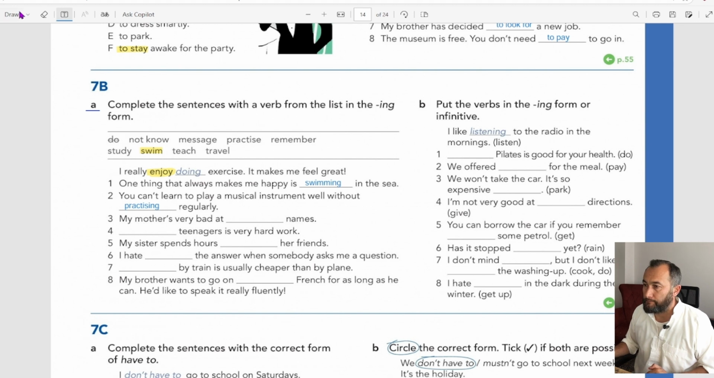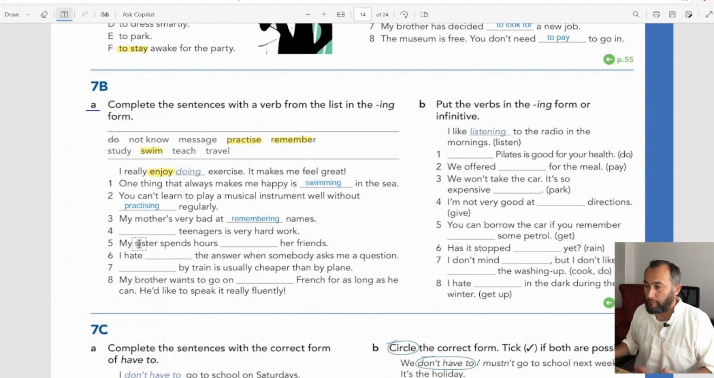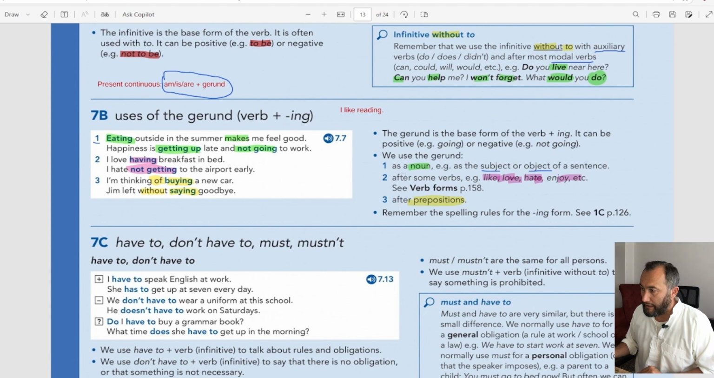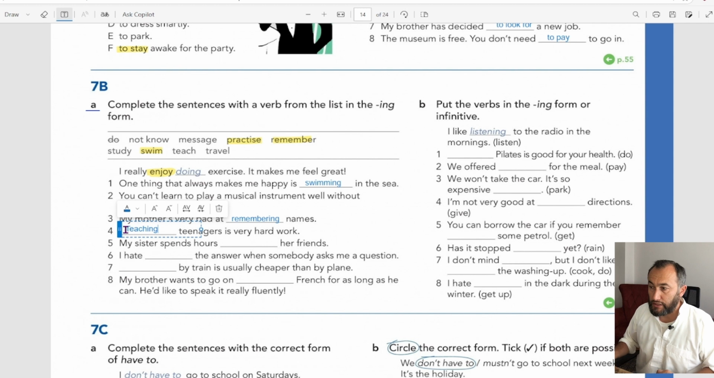So practice is gone. Number 3, my mother's very bad at, rule number 3, which is preposition, at names. So that will be remembering names, right? Number 4, teenagers is very hard work. As you can see, this is coming as subject, rule number 1, a noun, subject. So teaching will be the answer. Teaching teenagers is very hard work.